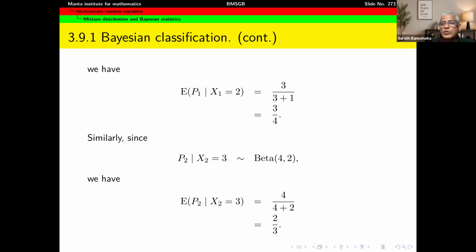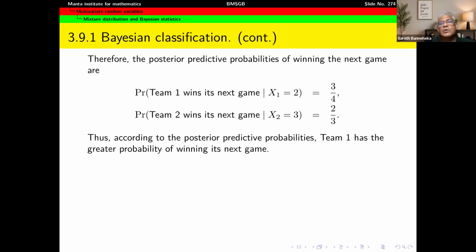So according to these two values, the probability of winning a future game is also larger for team 1. Therefore, the posterior predictive probabilities of winning the next game are 3 over 4 for team 1 and 2 over 3 for team 2. Thus, according to the posterior predictive probabilities, team 1 has the greater probability of winning its next game.